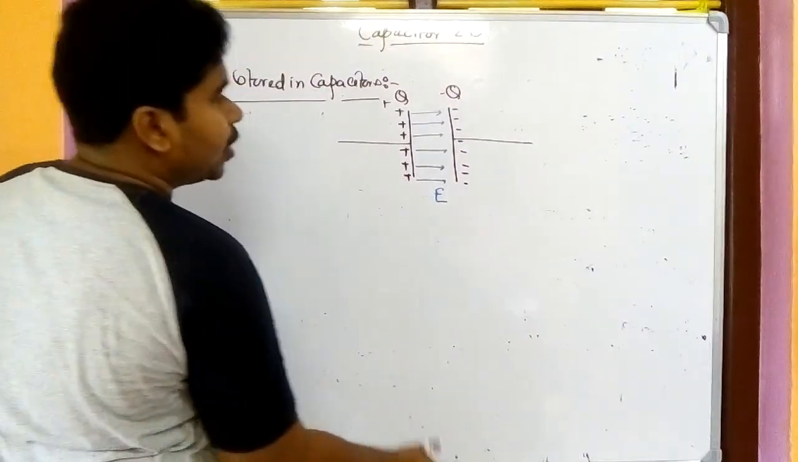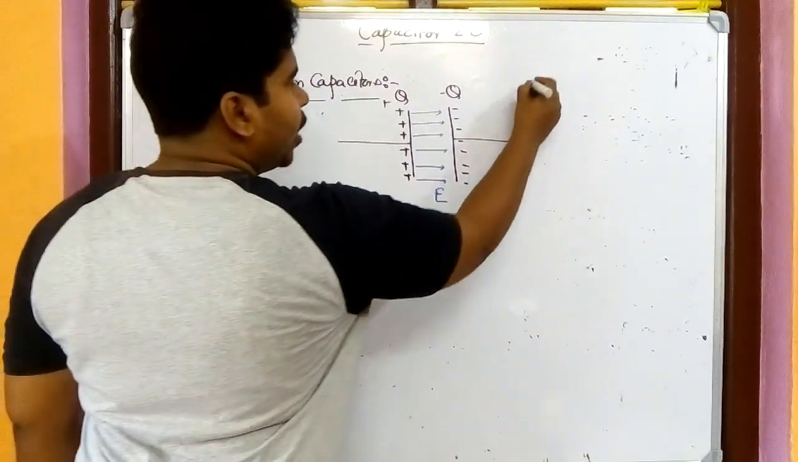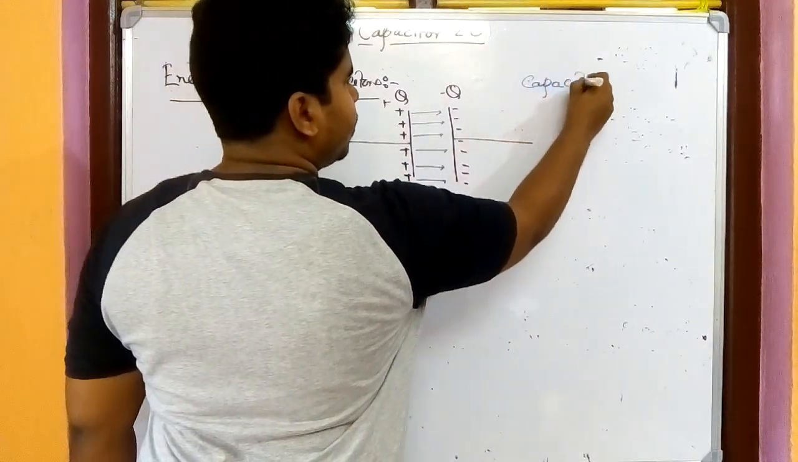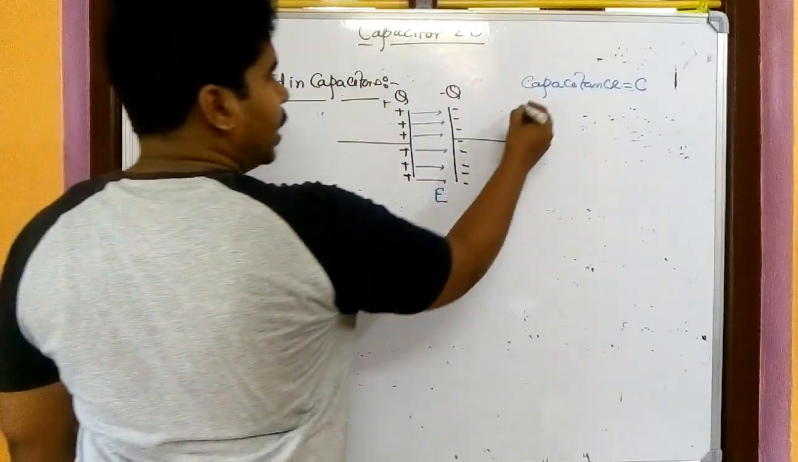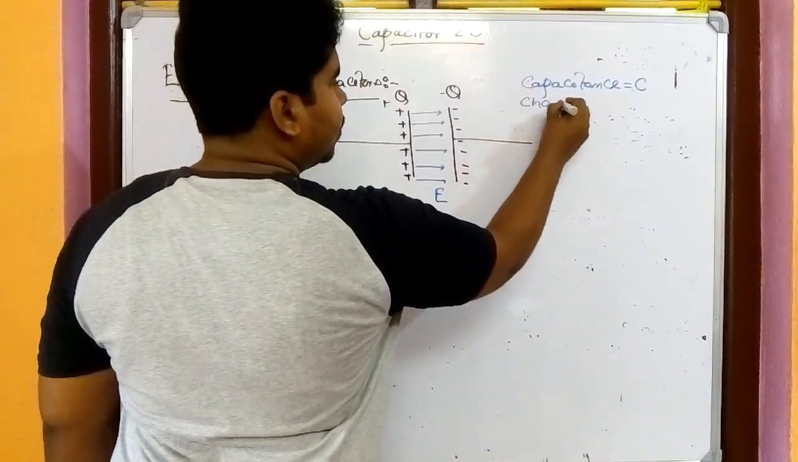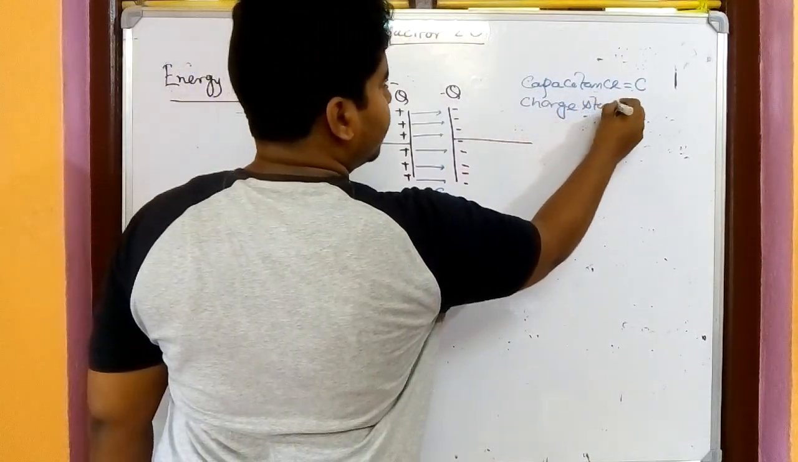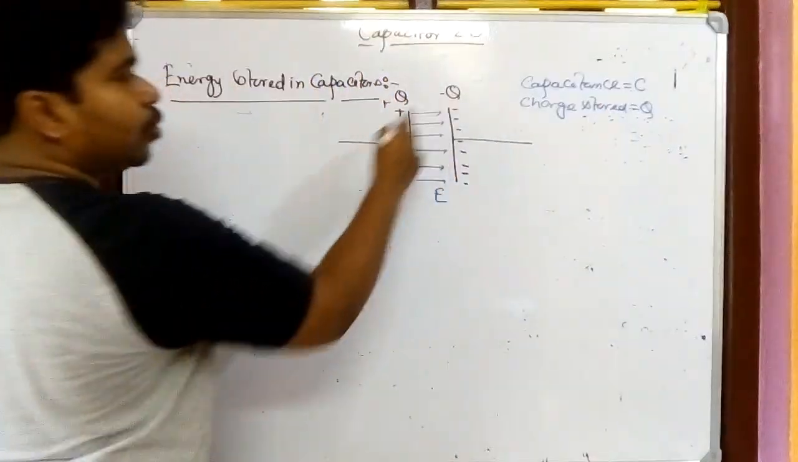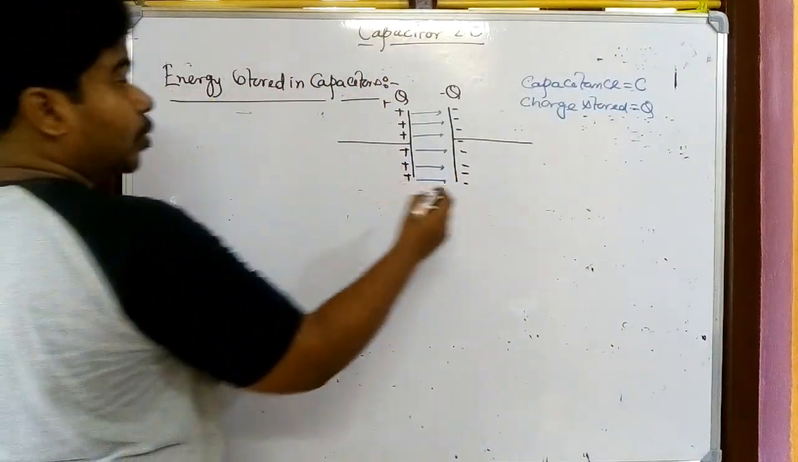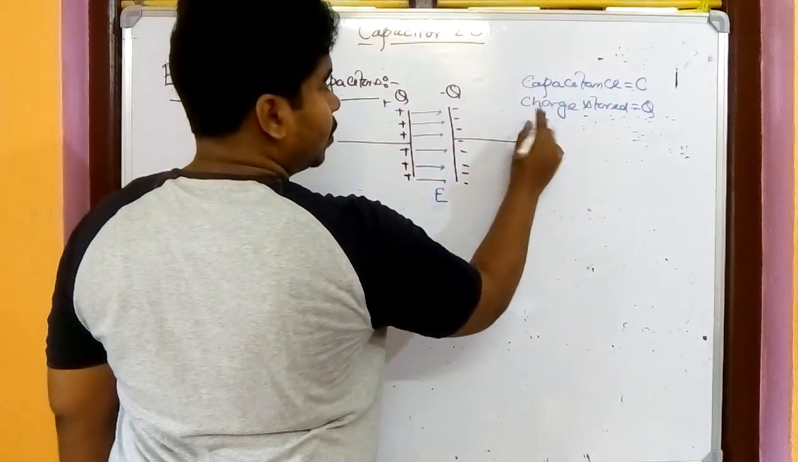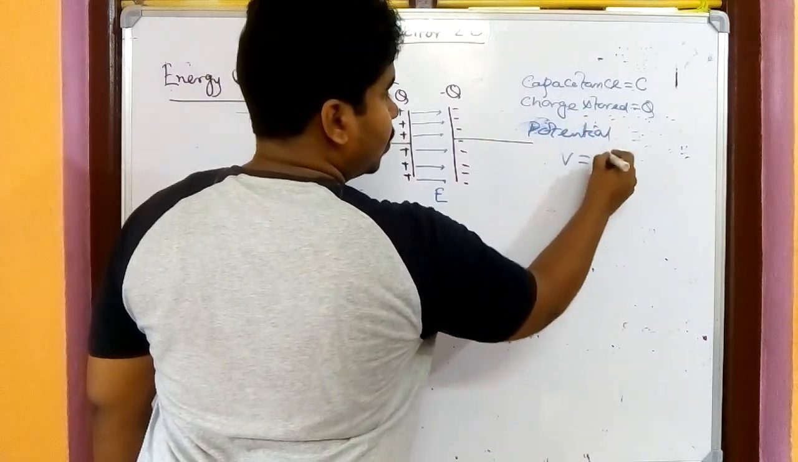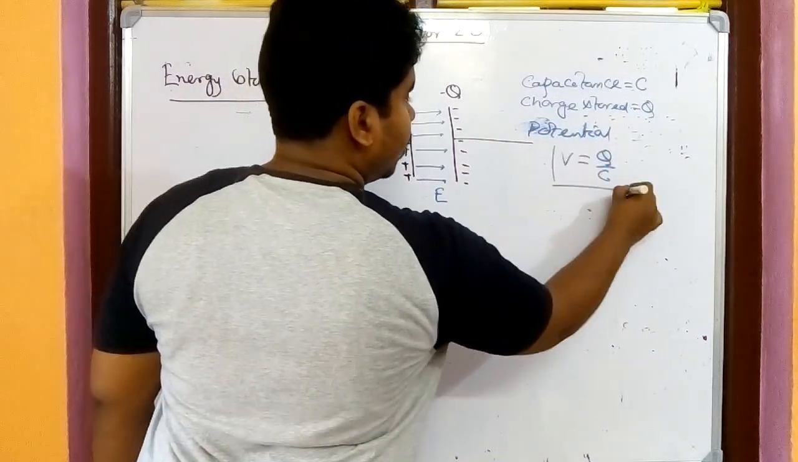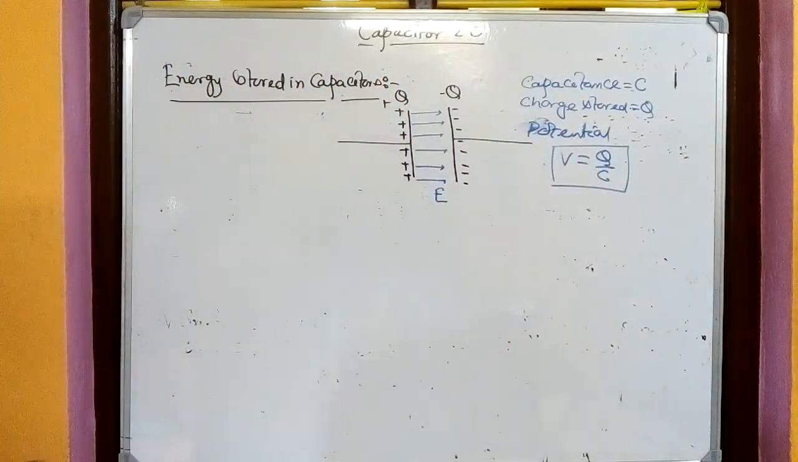Now coming here, this is the preliminary concept we have to take. Now coming to here, this is a capacitor. Assume its capacitance is equal to C, and charge stored is equal to Q, plus Q, minus Q. So charge stored is Q. So potential V equals Q by C. We all know that potential V equals Q by C.